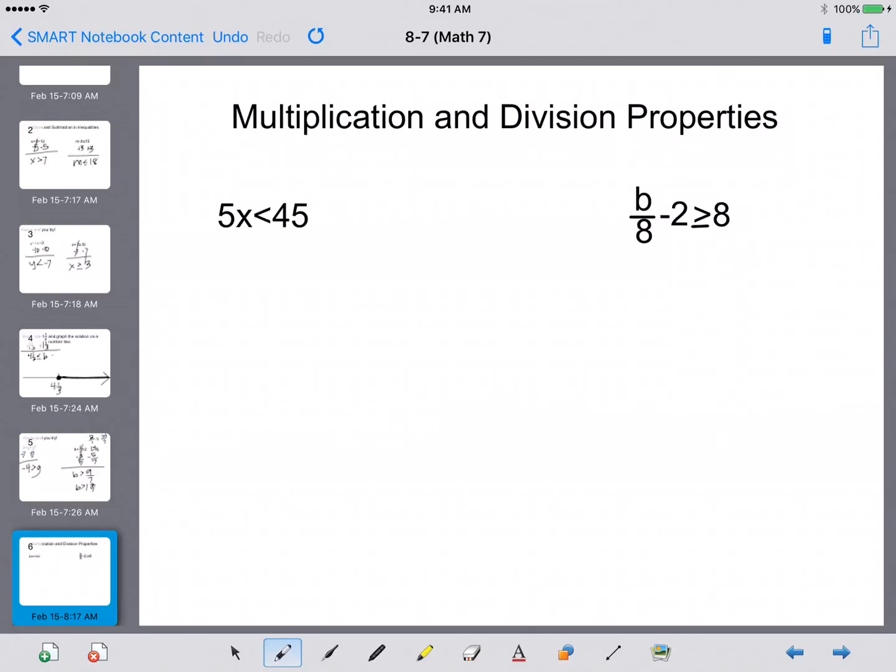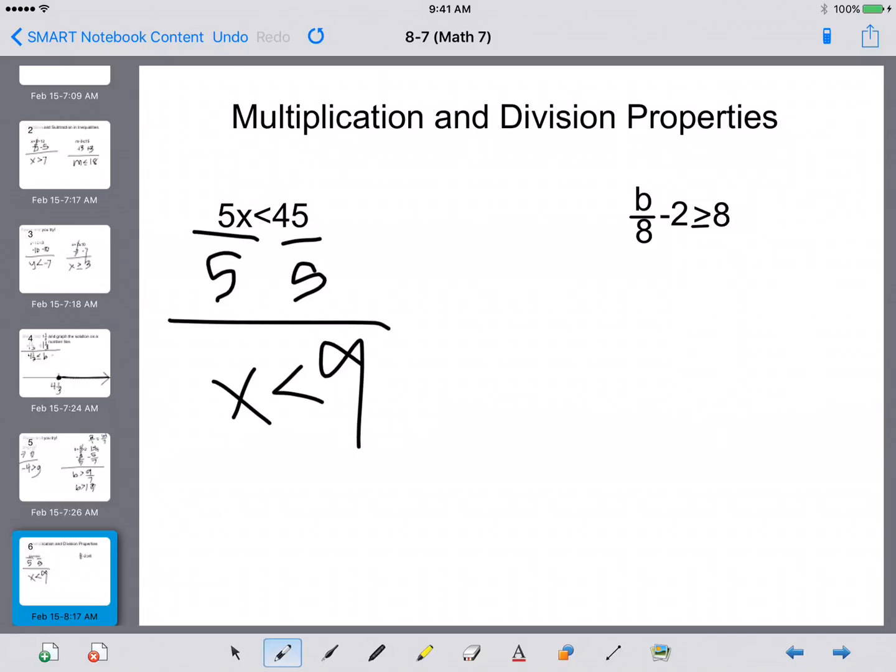Okay, and here we have our multiplication and division properties, which are the same thing as what we've been doing thus far. So 5x is less than 45. You need to divide by the coefficient, so we're dividing by 5. And we get x is less than 9.